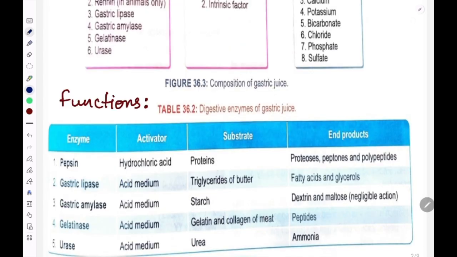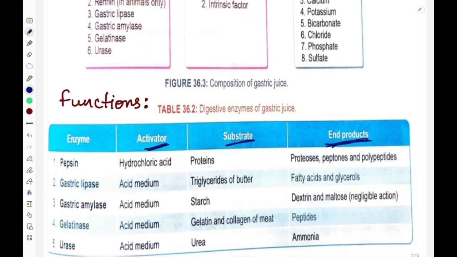Now let us come to the functions of gastric juice. This gastric juice acts on various substrates at a different pH, mostly in the acidic pH. The acidic pH acts as the activator for the action of the gastric juice. The enzymes that are present in the gastric juice act on various substrates and form various end products.